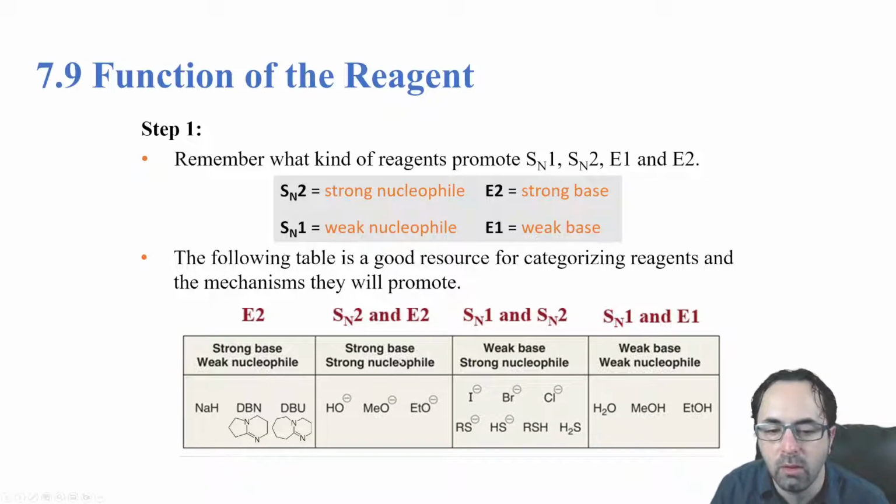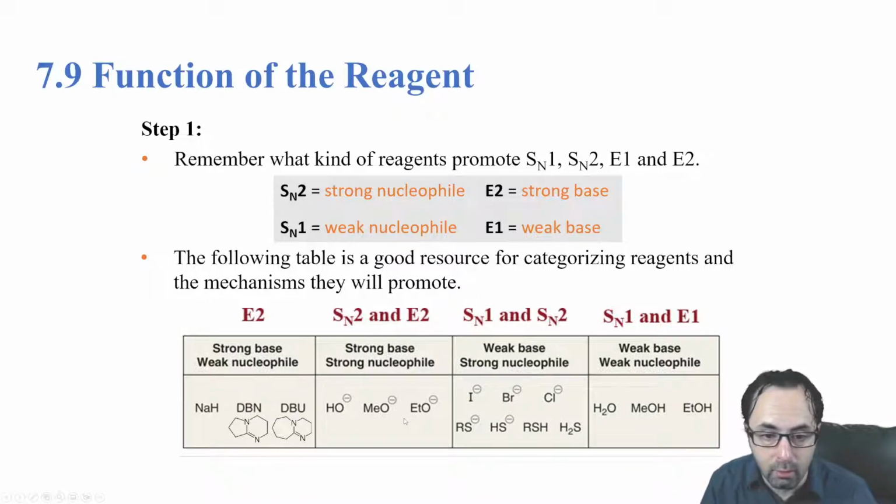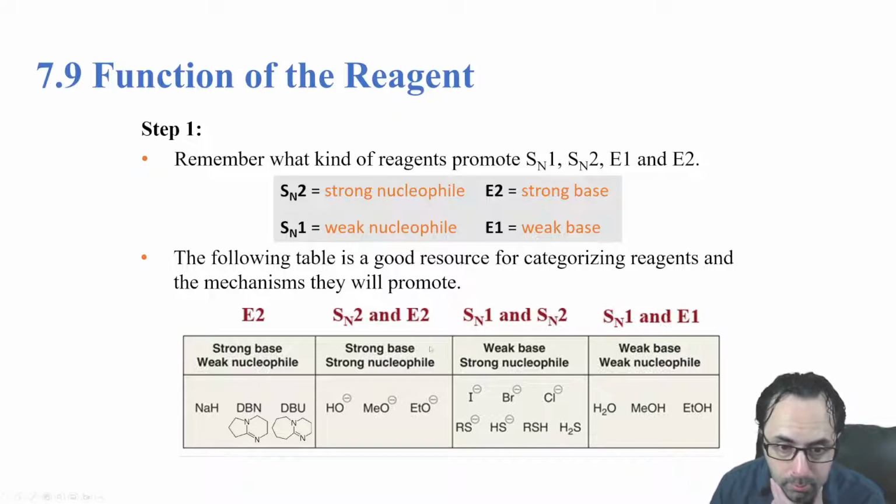For example, some examples of strong bases and strong nucleophiles are those with the oxide ions, so hydroxide, methoxide, ethoxide. Great bases, great nucleophiles, so we're going to end up getting a competition between SN2 and E2 when we have these reagents.